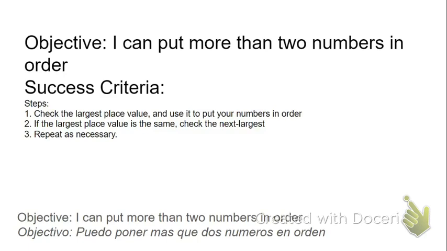So our objective today is I can put more than two numbers in order. Success criteria: check the largest place value and use it to put your numbers in order. If the largest place value is the same, check the next largest, repeat as necessary.